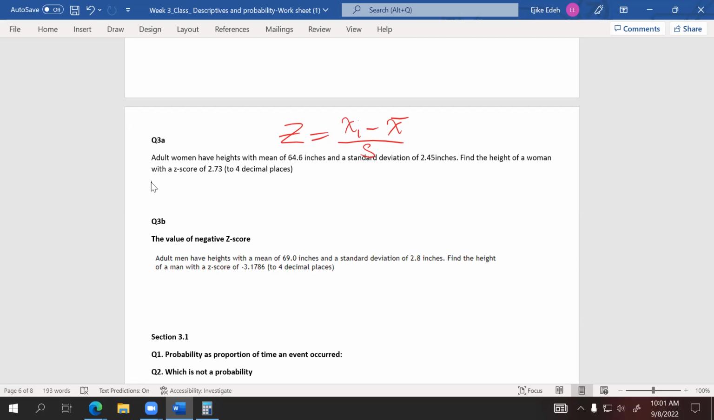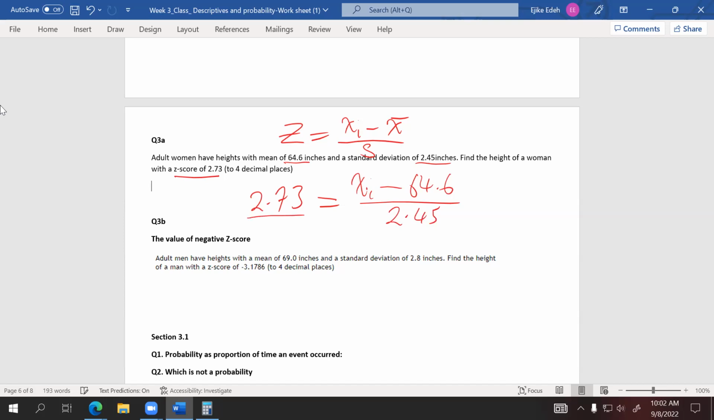So here it says for adult women in a population, the mean height is 64.6 inches and their standard deviation is 2.45. So find the height of a woman whose Z-score is 2.73. In this case, you are given the Z-score. So we just go ahead and implement the formula, right? My Z is 2.73. This is equal to, we don't know this value, that's what we're looking for in this instance, and then we know the mean to be 64.6, and we know the standard deviation to be 2.45.